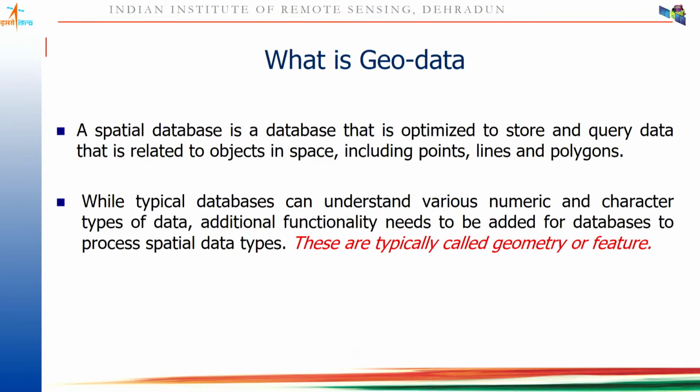While typical databases can understand various numeric and character types of data, we use data types whenever we store and manage any kind of data. These data types are number, maybe integer or float, double, or we have character, text, varchar, varchar2. There are different types of data types available. And then we have date, time, BLOB, CLOB, or binary large object. All these data types are available in database systems. We use them, but these data types are not sufficient to define the structure of geographical data.